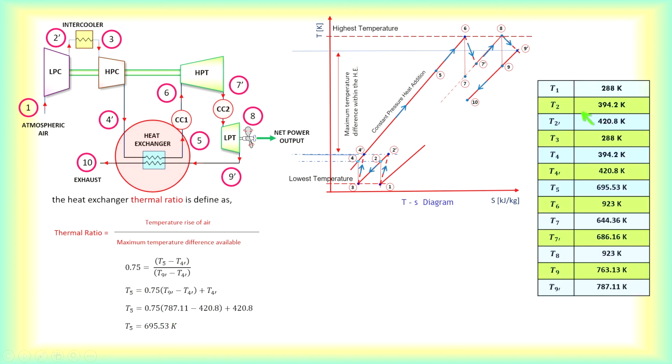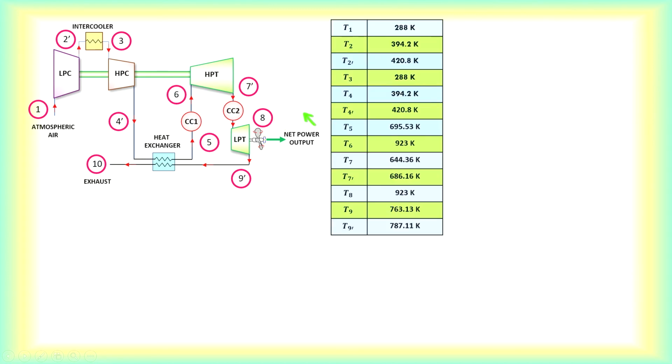And let us table it up. So I put every temperature here in the table, so you don't have to search one by one, because it will be time consuming. So the next part is to find out work in, work out, network, and all those stuff. To find out gross work, to find out cycle efficiency, and to find out the mass flow rate.